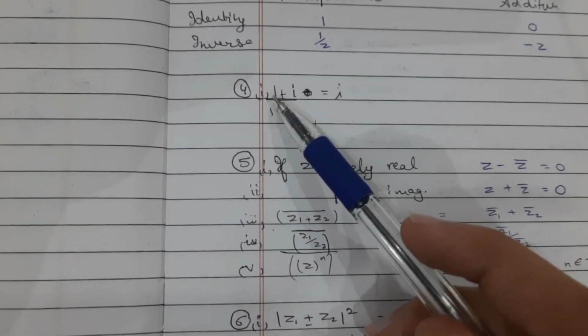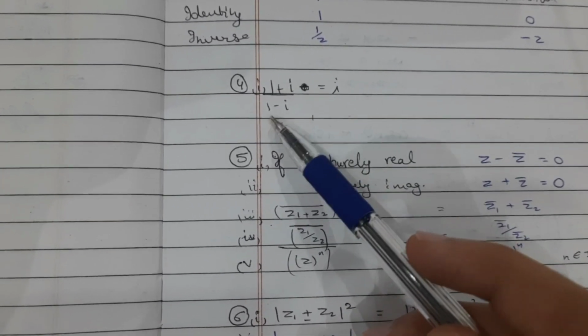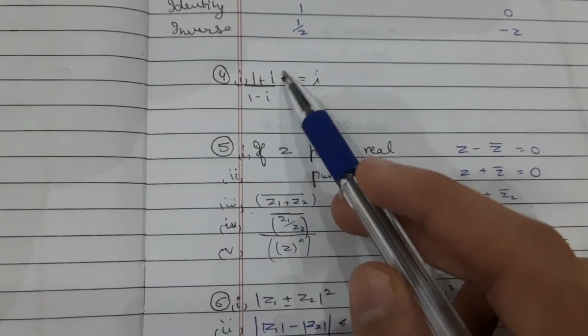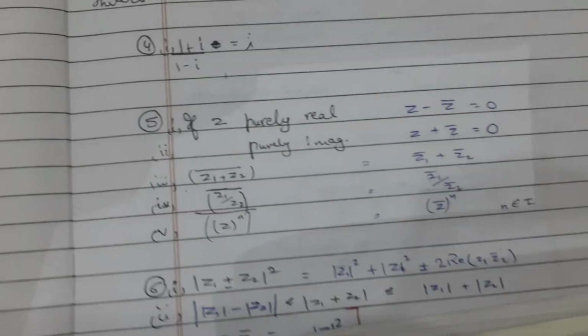So next, this is a formula which you need to learn. It helps a lot. It's very important in JEE preparation. 1 plus i upon 1 minus i is equals to i. How do we get it? We just multiply by 1 plus i on numerator and denominator side.